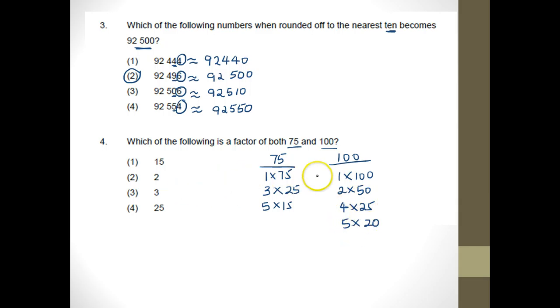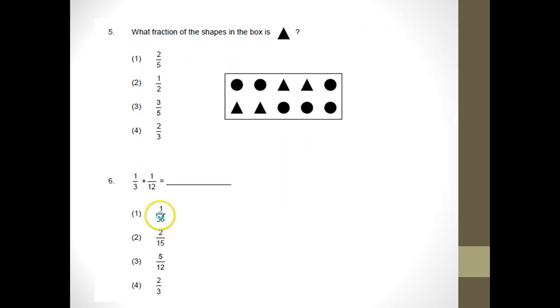Now let's look at the numbers. Which of the following is a factor of both 75 and 100? Cannot be 15, cannot be 2, cannot be 3. So the answer is 25, option number 4.